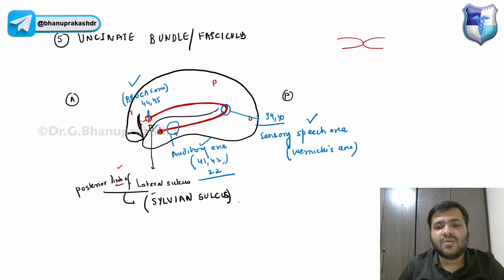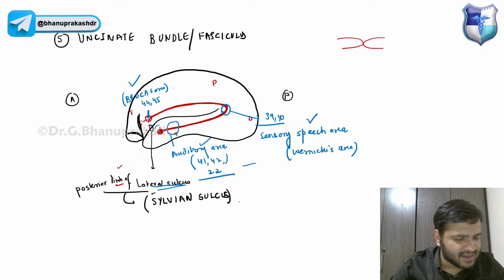So it is winding around or hooking around the Sylvian sulcus, the posterior limb of the lateral sulcus, and that is the important function. It is connecting Broca's to the Wernicke's area. So I hope this is clear, guys. I hope this uncinate bundle or fasciculus is clear to each and every one.